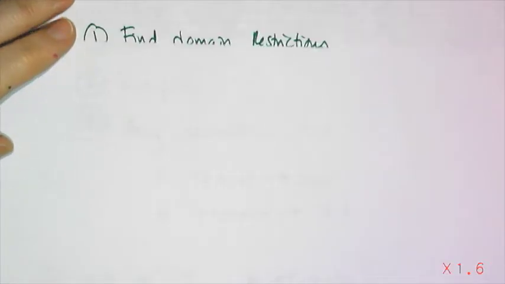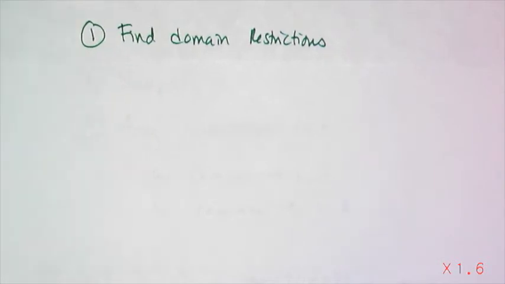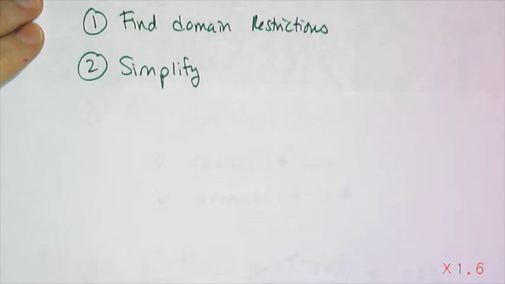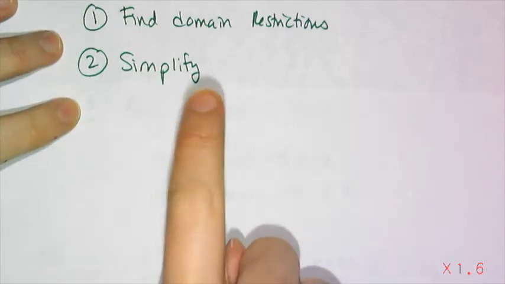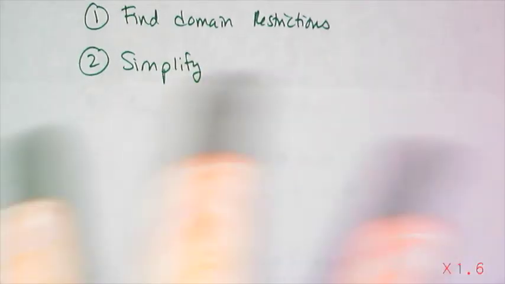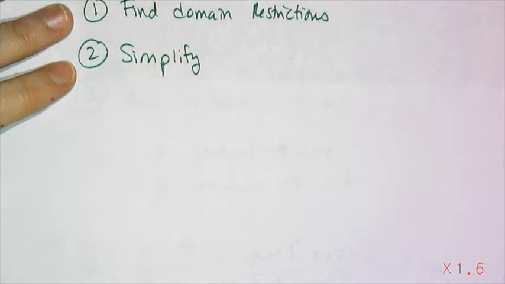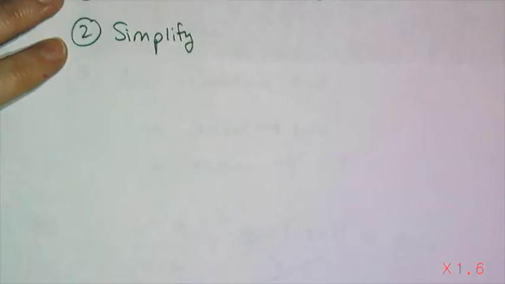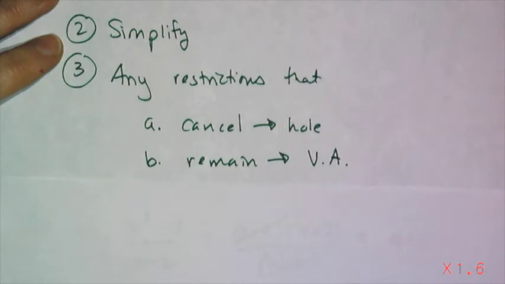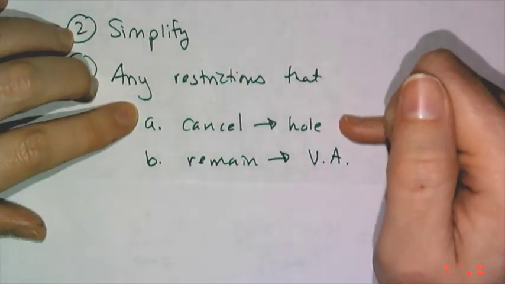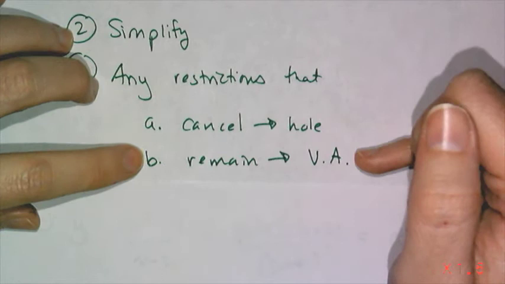Now, to find a vertical asymptote, the first thing you have to do, of course, is find your domain and any restrictions that might be on it, because your asymptote is going to come from that pool of restrictions. And then you have to simplify. Now, don't simplify first and then find domain restrictions, because that can cause a problem with your graph later on. So find the restrictions first, then simplify. Now, your domain restrictions are going to fall into two categories at this point. Either they're going to cancel out and be gone, or they're going to remain.